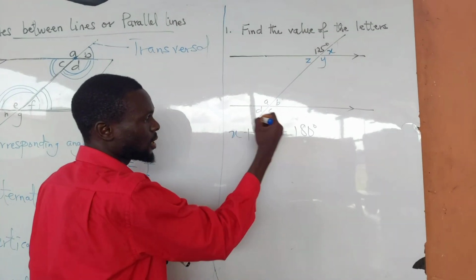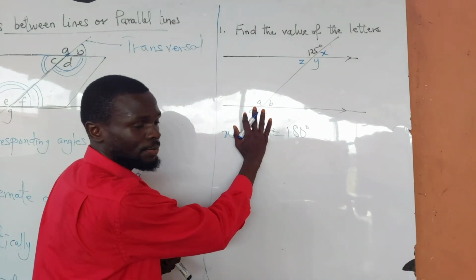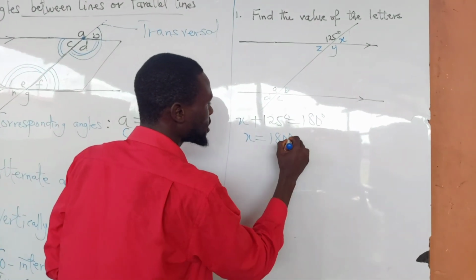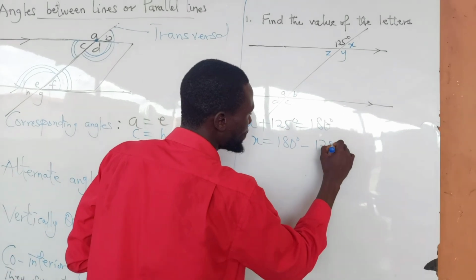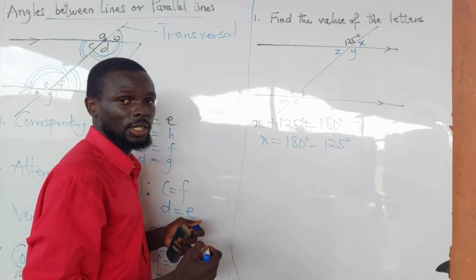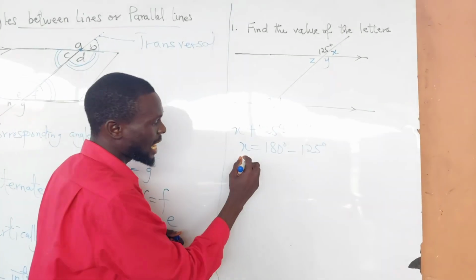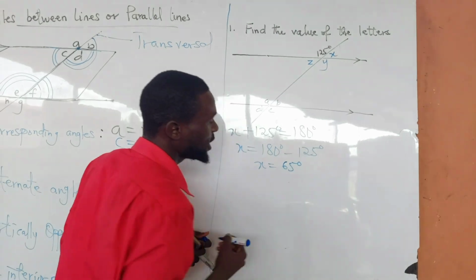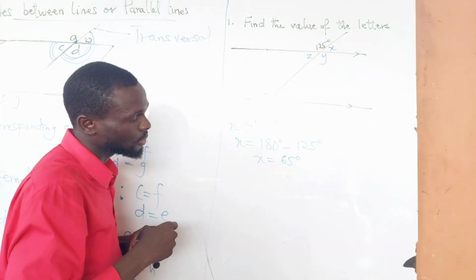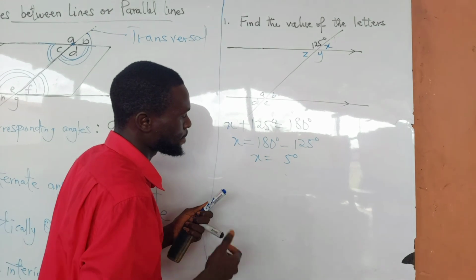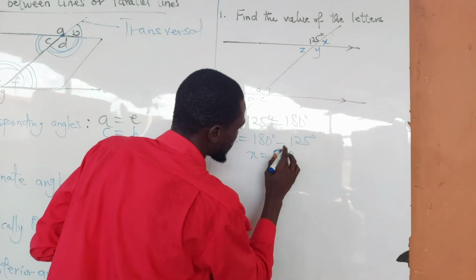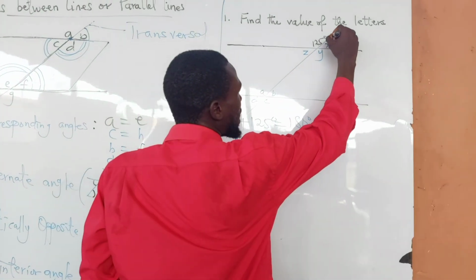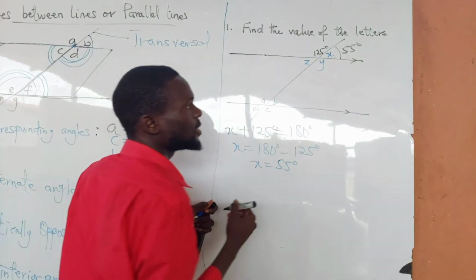Make X the subject. By covering the 125, you have X is equal to this. So X is equal to 180 degrees, 125 crosses giving you minus 125 degrees. You subtract, and that is going to give you X is equal to 65 degrees. Sorry, 55 degrees. So the value for X is 55. So X is 55 degrees.